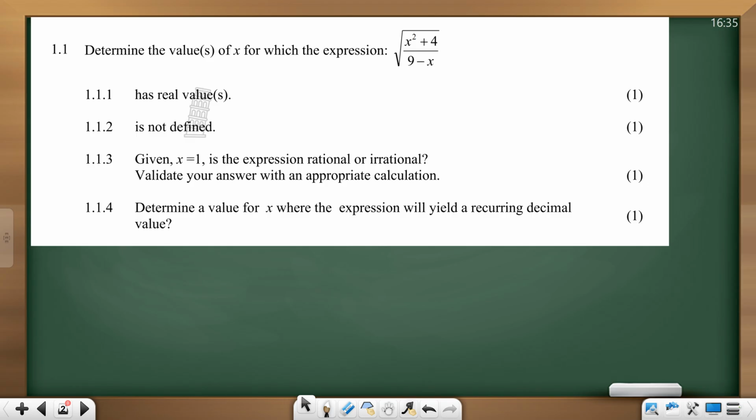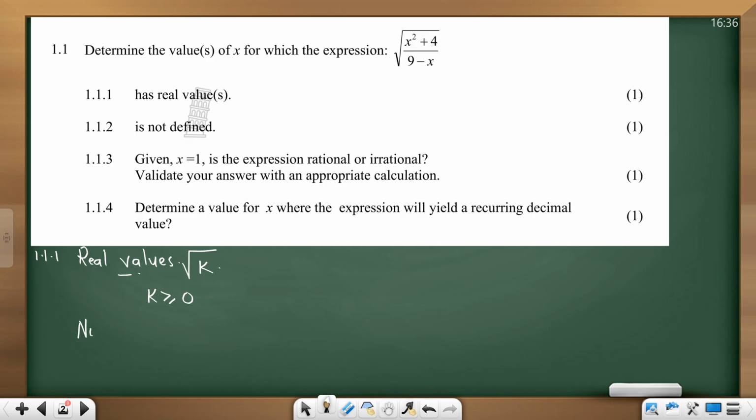First thing is algebra. Now determine the value of x for which that expression, okay, we'll be defining a few things, has real values. Number 1.1.1. When we say real values, when will this have real values? Real values are values that exist, and if there's a square root, it means that whatever is underneath the square root, let's call it k, should be greater than or equal to 0. If I have that greater than or equal to 0, then it's going to be real.